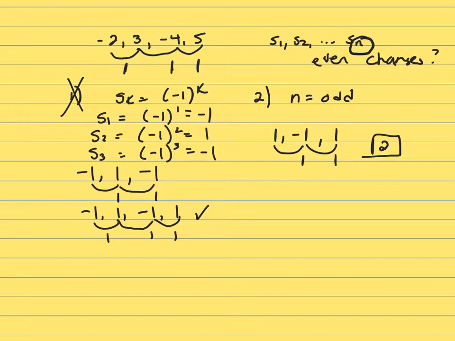But remember, we don't know they alternate. We don't know that. So what if it was 1, 1, -1? Then that would be no change, 1 change. So it just depends on what your sequence is. So 2 does not work. Now put them both together. It's going to work.